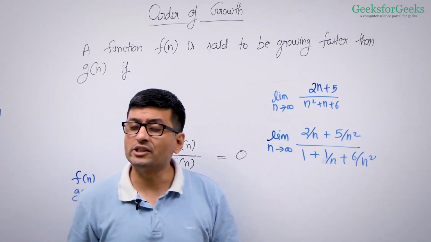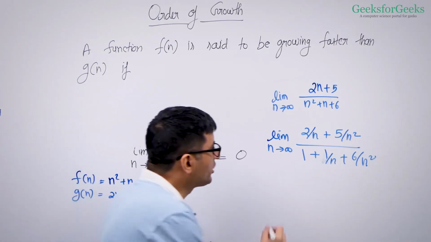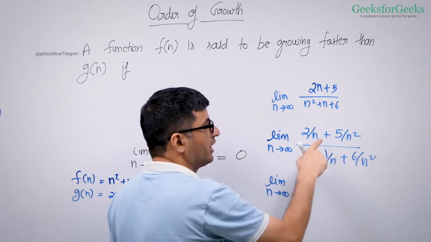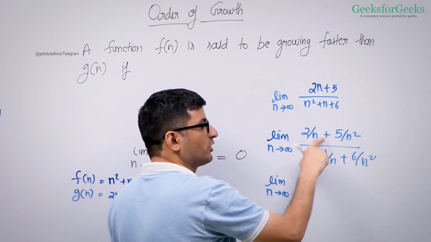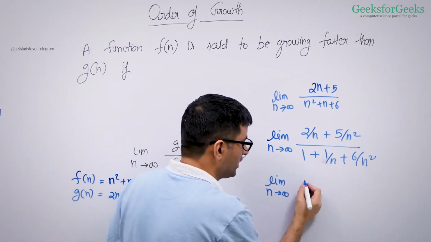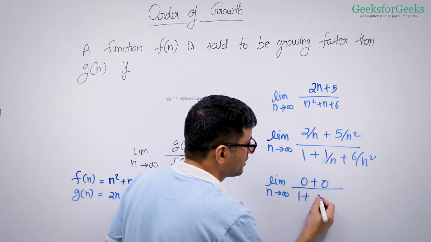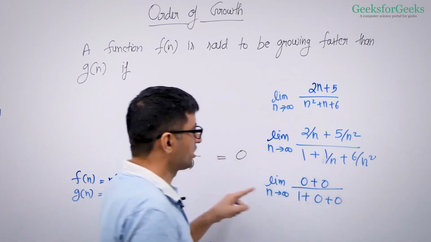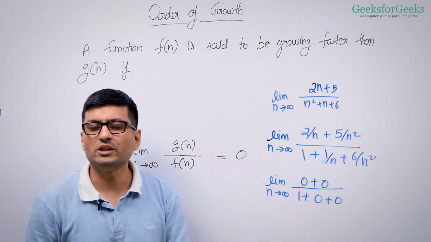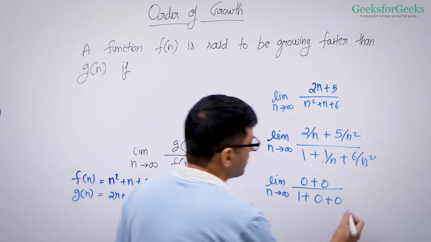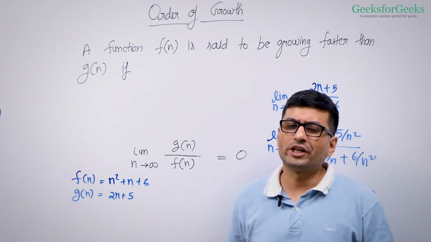Now when n tends to infinity, what is this value going to be? When you have n in the denominator, all those terms are going to be 0 when n tends to infinity. So this is going to be 0, this is going to be 0, and the denominator is going to be 1 plus 0 plus 0. So what is this value? 0 divided by 1 is equal to 0. So you get the value 0.